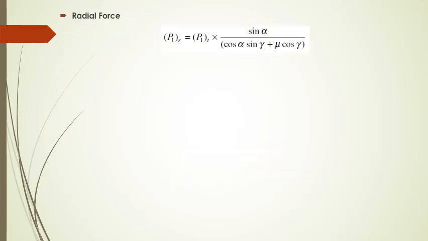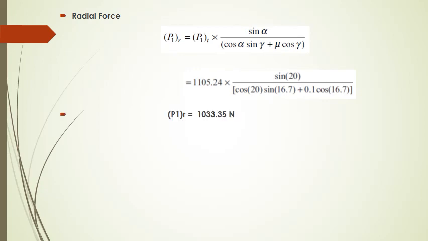Now radial force P1R is given by P1R is equal to P1T into sin alpha divided by cos alpha into sin gamma plus mu cos gamma. Substituting the values, P1R is equal to 1105.24 into sin 20 divided by cos 20 into sin 16.7 plus 0.1 into cos of 16.7. Therefore by calculation P1R is equal to 1033.35 Newton.